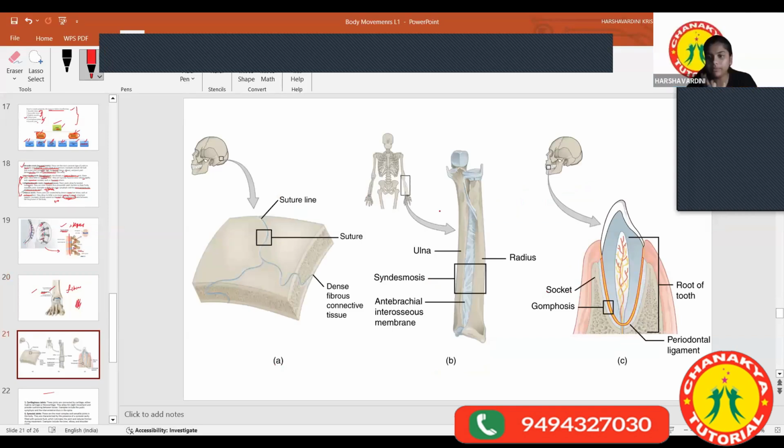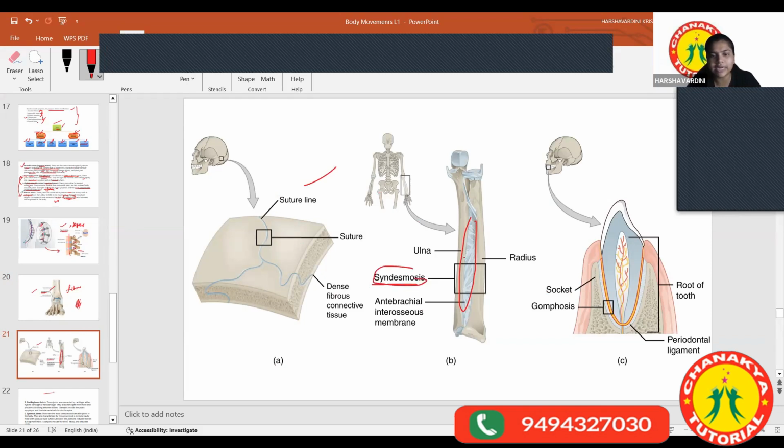Here, this is some big diagram. Don't get scared, this is just a diagram. Here also syndesmosis is there. Can you see this part? The whole tissue is fibrous tissue, the syndesmosis. You don't have to really remember all these suture lines, sutures, antebrachial. You don't have to remember everything. You can just leave it.